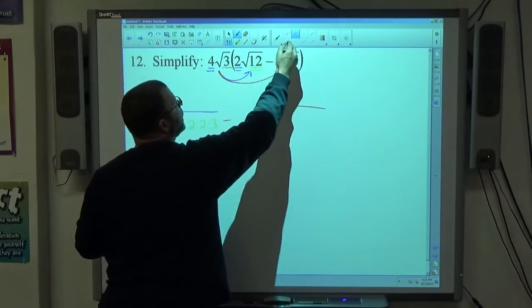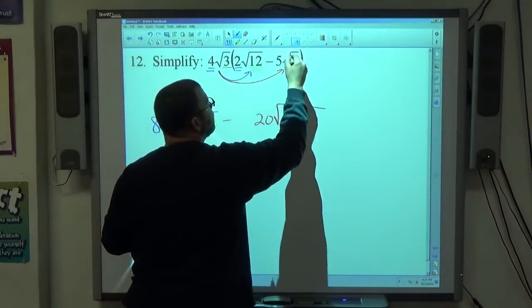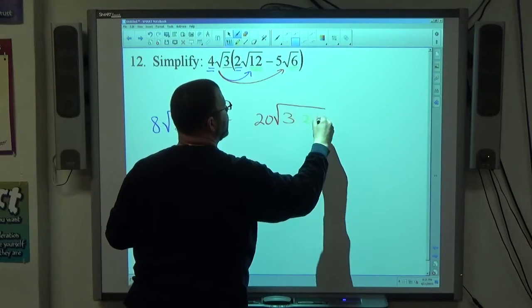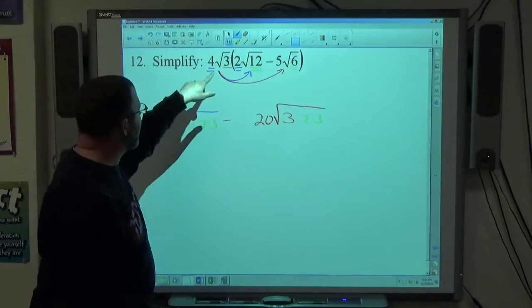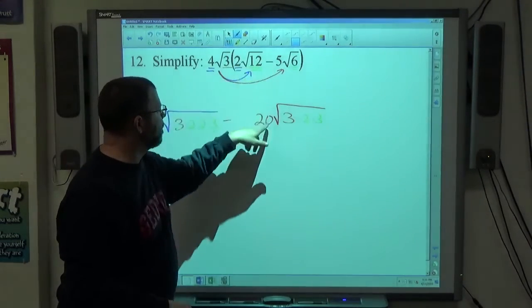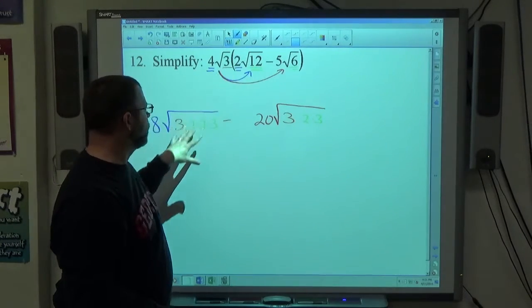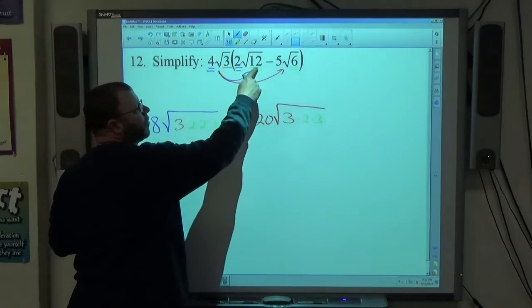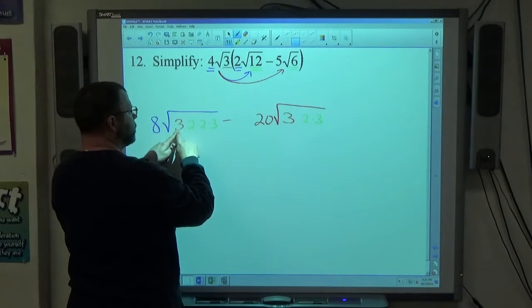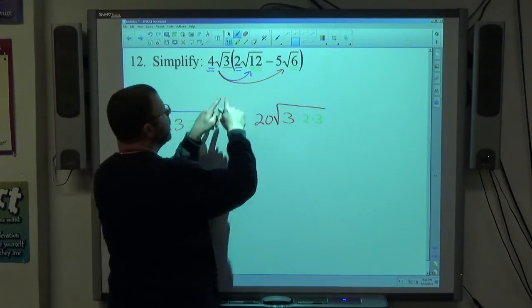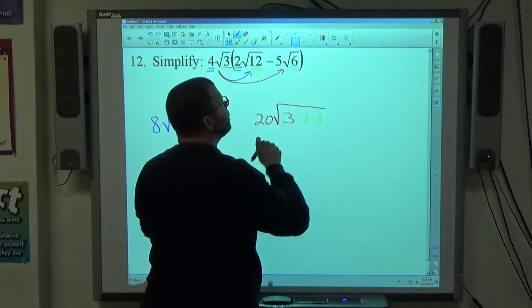And then I've got 3, which is 3. And I've got 6, which is 2 times 3. So again, for the numbers outside, 4 and 2 make 8, 4 and negative 5 make negative 20. For the inside numbers, instead of doing 3 times 12 is 36, just go ahead and break them down. Again, 3 times 12 is already partially broken down. 3 is prime, 12 is 2 times 2 times 3. 3 is prime, 6 is 2 times 3.